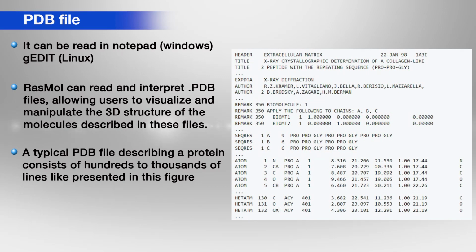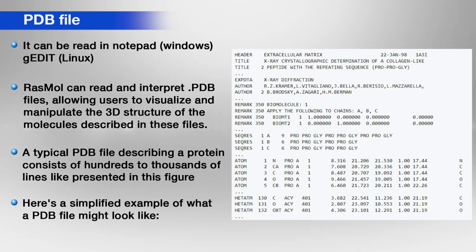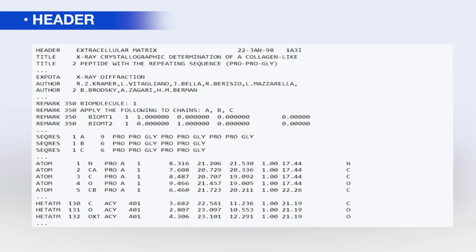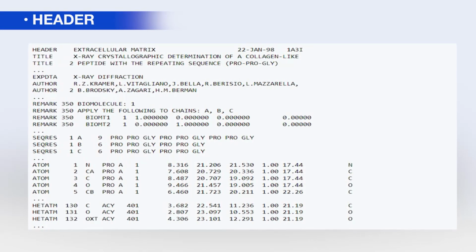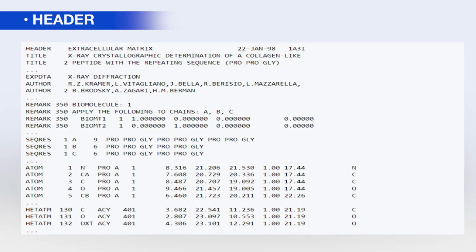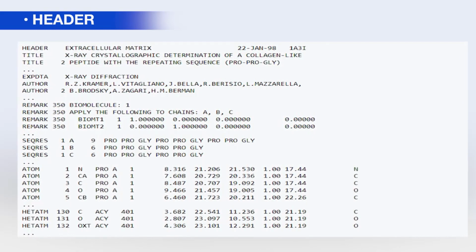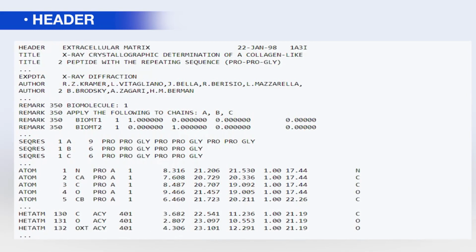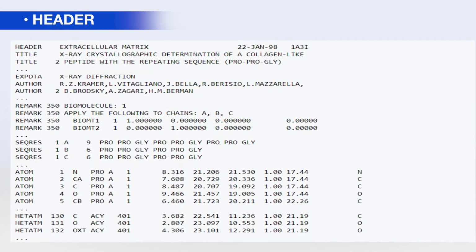A typical PDB file describing a protein consists of hundreds to thousands of lines, like presented in this figure. Here is a simplified example of what a PDB file format might look like. In this example, the header provides metadata about the molecule. It also provides information about the researcher who defined the structure. Numerous other types of records are available to provide other types of information.